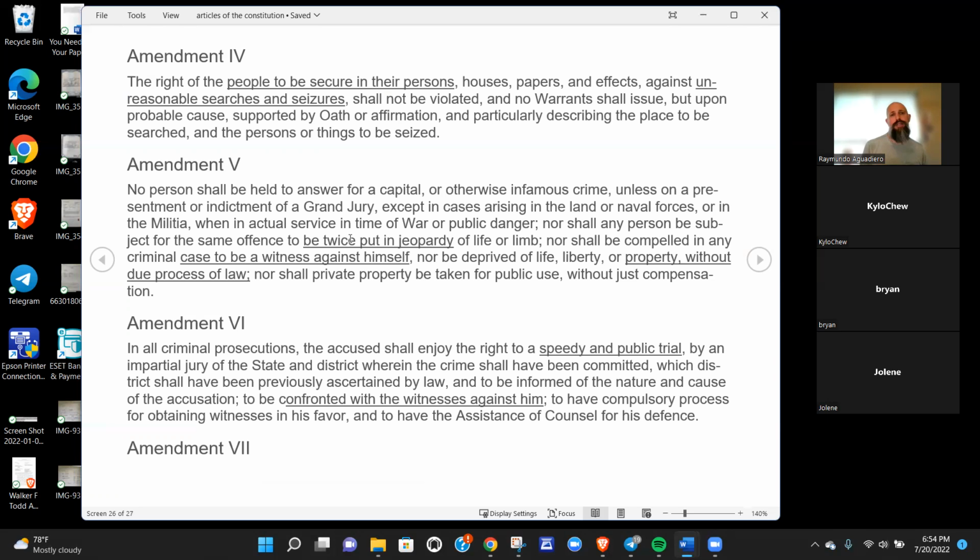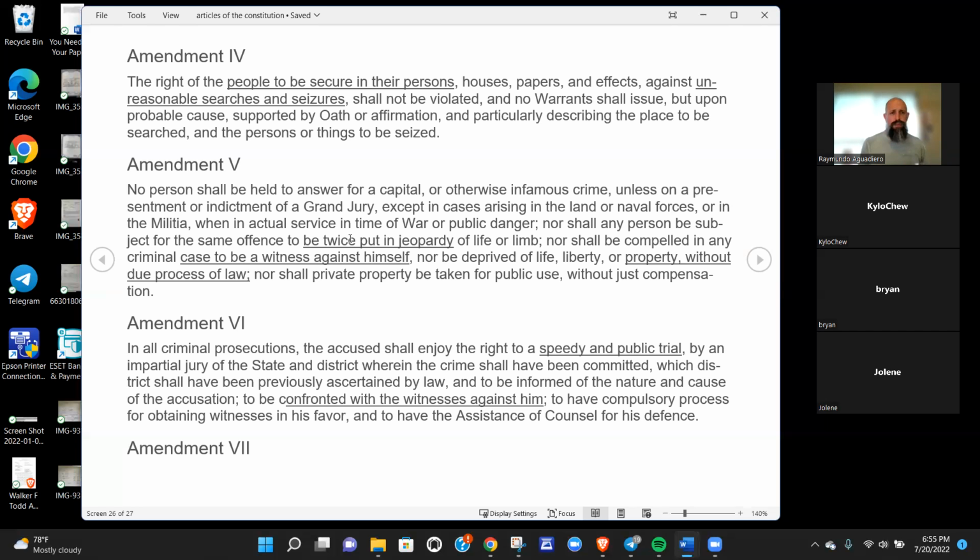Fifth Amendment. No person shall be held to answer for a capital or otherwise infamous crime unless on a presentment or indictment of a grand jury, except in cases arising in the land or naval forces or in the militia, when in actual service in time of war or public danger, nor shall any person be subject for the same offense to be twice put in jeopardy of life or limb, nor shall be compelled in any criminal case to be a witness against himself, nor be deprived of life, liberty, or property without due process of law, nor shall private property be taken away for public use without just compensation. Lots of stuff there.